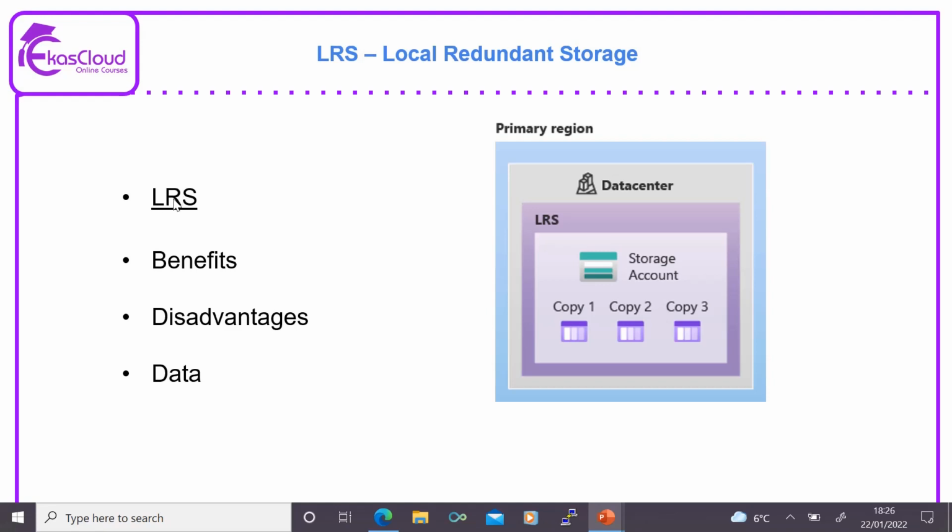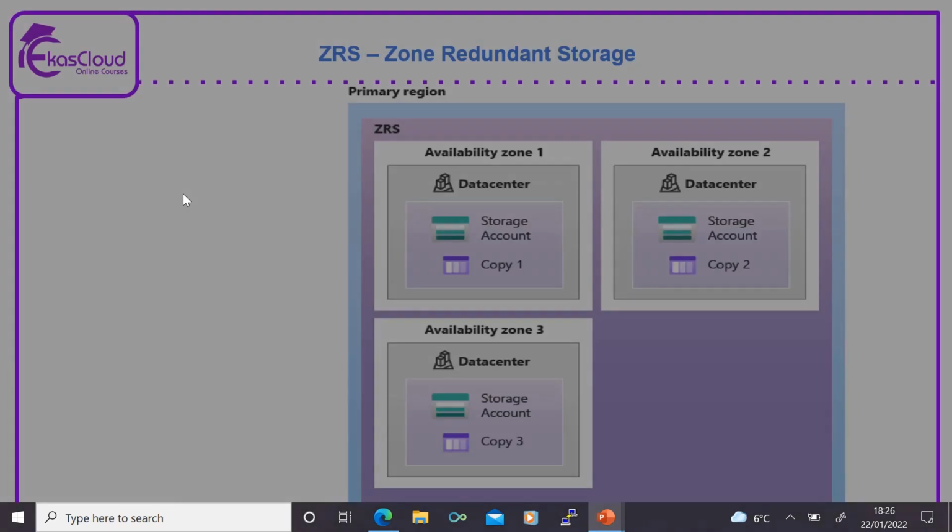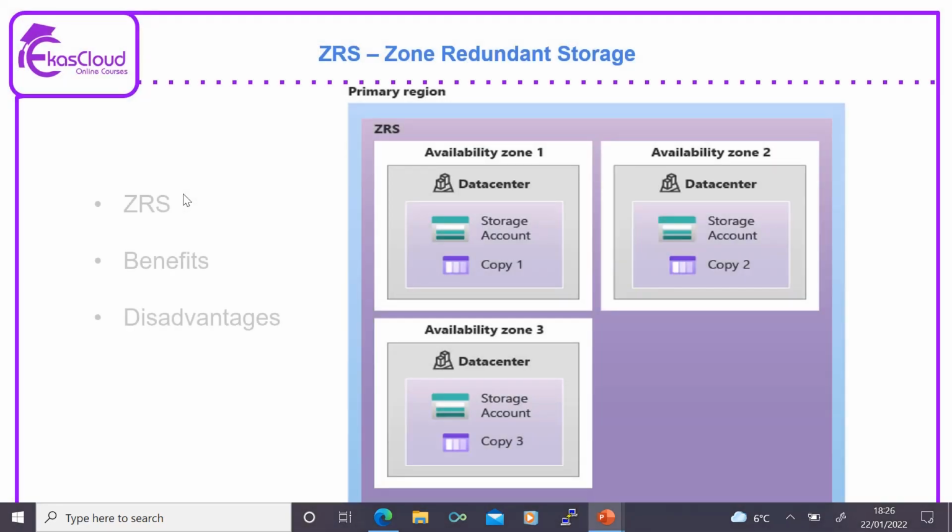However, if you need more availability for your data, or a higher availability, then you are better off selecting the other options. So let's move on to the next model, which is ZRS, Zone Redundant Storage. In ZRS, Azure Storage copies your data across 3 availability zones in the primary region. Each availability zone is a separate physical location with its own power, cooling, and networking facilities.